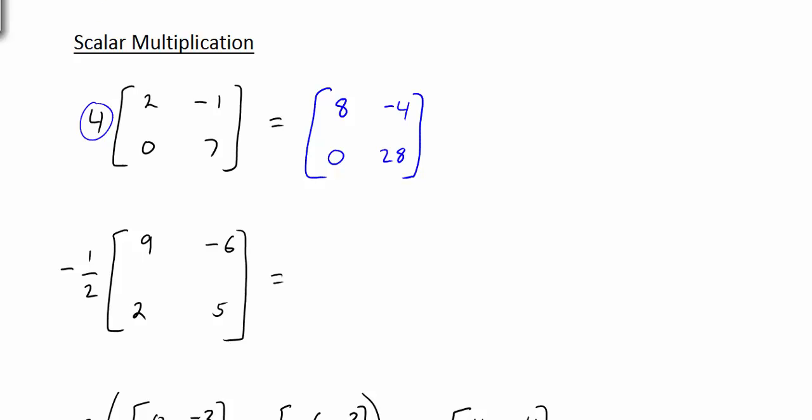And if we look at another example here, we have a -1/2 multiplied by the 2 by 2 matrix 9, -6, 2, 5. And once again here, -1/2 times 9 would be a -9/2. -1/2 times a -6 would be a +3. -1/2 times 2 would be a -1. And a -1/2 of 5 is a -5/2.